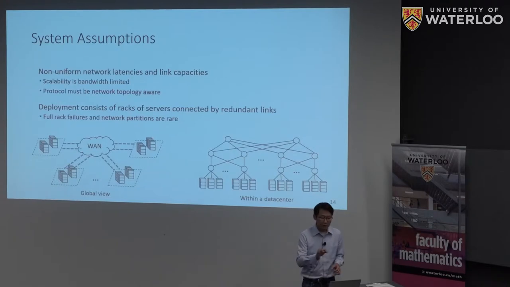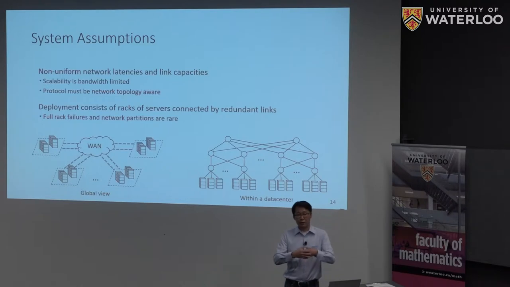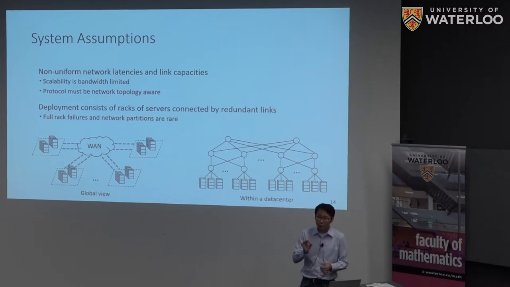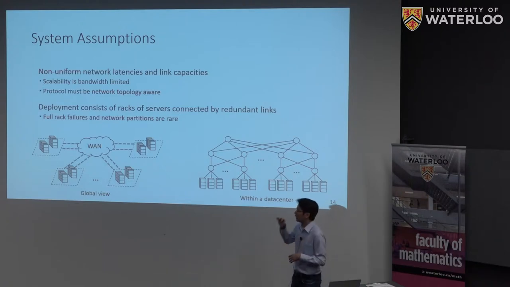Let me dig a little bit deeper into our system assumptions to motivate the design of the protocol. We assume that the network has non-uniform latencies and link capacities. So participants within the same rack are going to have a lot more bandwidth to each other than participants across different racks or across different data centers. And this is important because the scalability of many of the existing consensus protocols is limited by network bandwidth. This motivated us to build a consensus protocol that is network topology aware.